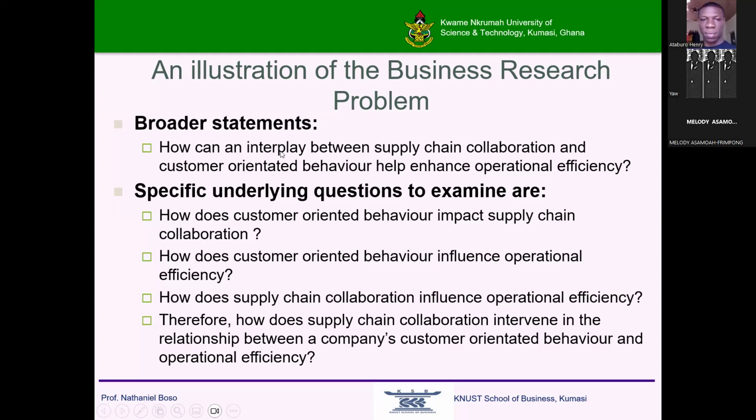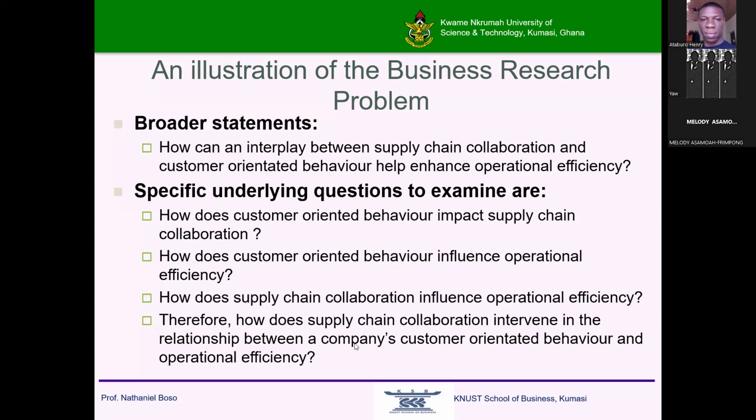Especially using the word interplay here. Interplay can mean the mediation we just talked about, the sequential arrangement of these three concepts. It could also mean that a collective, synergistic effect of supply chain collaboration and customer-oriented behavior can drive operational efficiency, just as you mentioned. And that way of formulating a research question is what we call a moderation or interaction term, where you expect synergy. So here you see that even in these specific questions, we acknowledge that customer-oriented behavior, the second one, can influence operational efficiency. And the third one, supply chain collaboration can also influence operational efficiency.